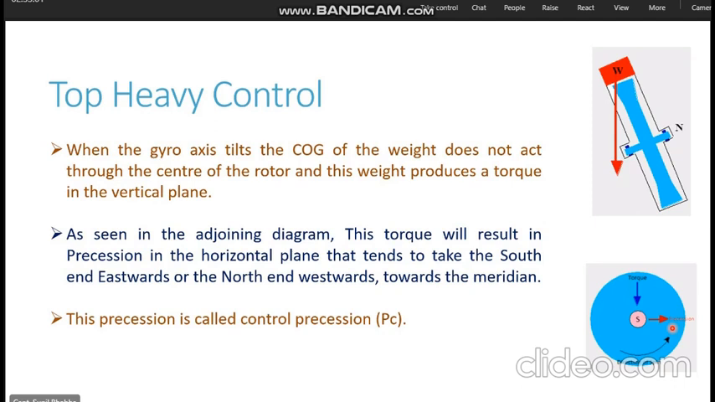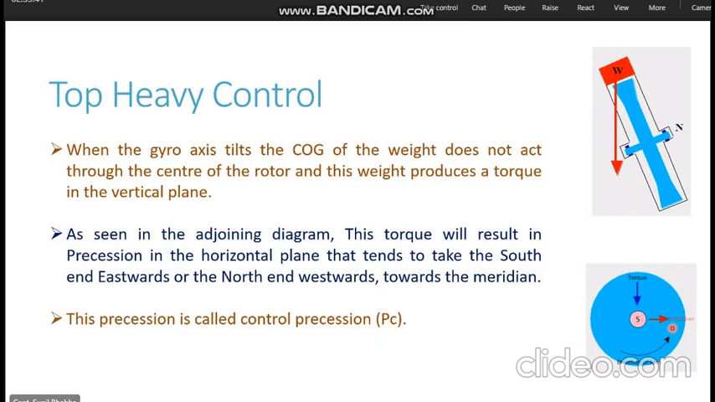Repeating once again, as soon as the gyro star has an easterly drift and an upward tilt, this top heavy weight generates a torque which tries to push the south end downwards. Because of precession, this downward torque is rotated in the anti-clockwise direction by 90 degrees and tries to precess the south end eastwards, which results in the north end precessing westwards. And when the north end precesses westwards, it is moving back towards the meridian.